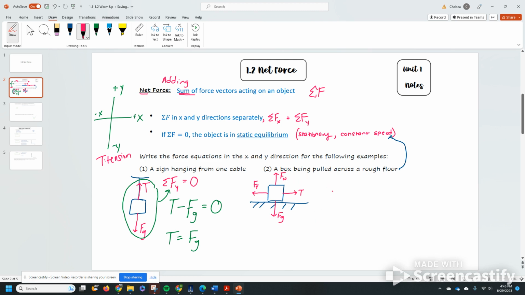We're going to look at the sum of forces in the x and y direction separately. In the x direction, I have tension pulling to the right, so that'll be my positive force, minus friction pulling to the left. Those together equal 0, or my tension and my frictional force are equivalent. Same thing in the y direction. I'm at equilibrium, so my normal force minus the weight equals 0, or my normal force equals the weight.